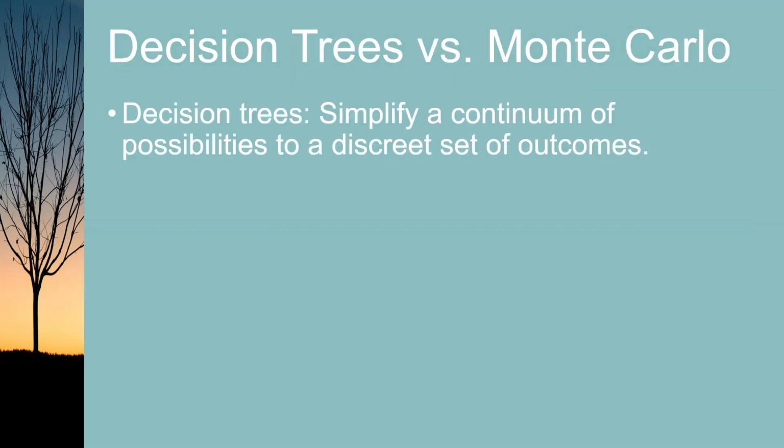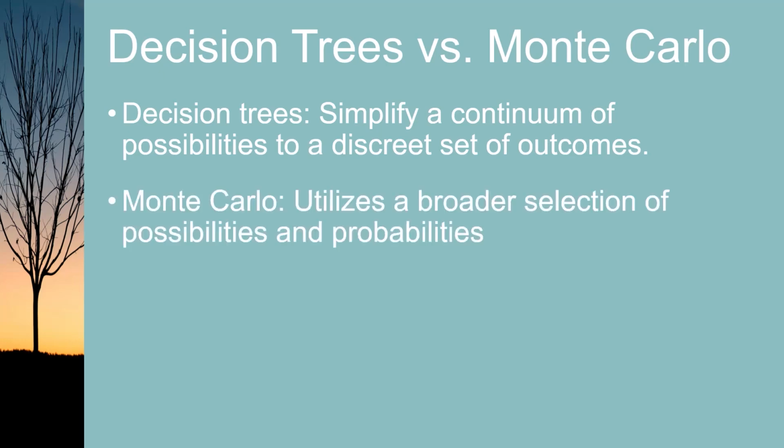Decision trees simplify a continuum of possibilities to a discrete set of outcomes. The outcomes from an uncertainty are often modeled as yes, no, or high, medium, low options. Monte Carlo simulation is a more comprehensive simulation analysis that utilizes a broader selection of possibilities and probabilities. Monte Carlo is a simulation analysis that randomly picks from a range of assumptions over many iterations to create a range of potential outcomes. Probabilities for ranges in that continuum of outcomes can be calculated.